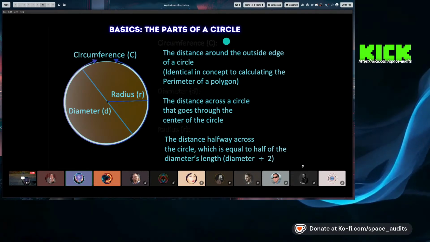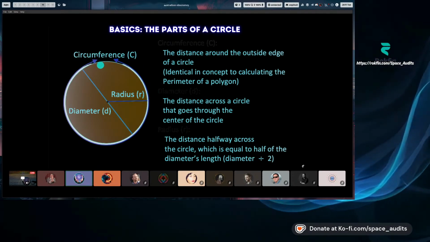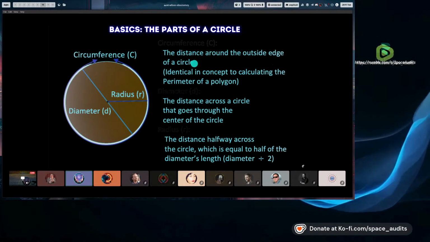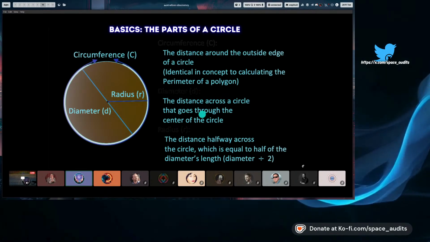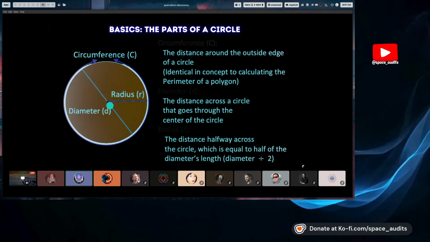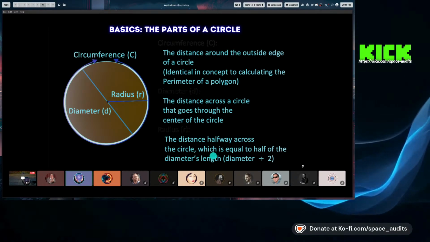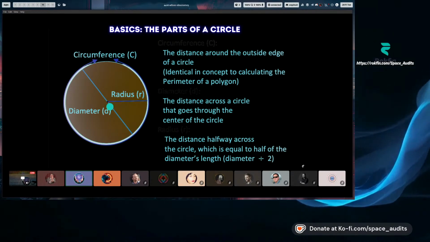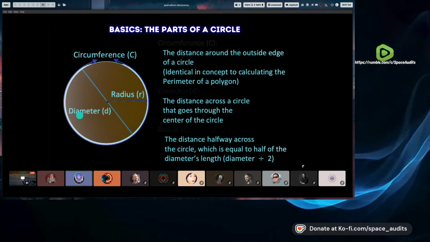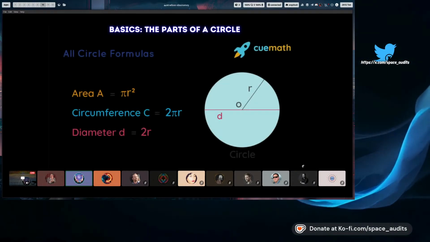So we got circumference, the distance around the outside edge of a circle. All right, notice the definition says circle, right? Not sphere, just says circle. And then we look to the diameter, which is the distance across a circle that goes through the center of the circle. It's this right here. And then we have the radius, the distance halfway across the circle, right? Which is equal to half of the diameter's length. So radius, diameter, circumference. This is all parts of a circle. We're going to be using that exclusively, right?